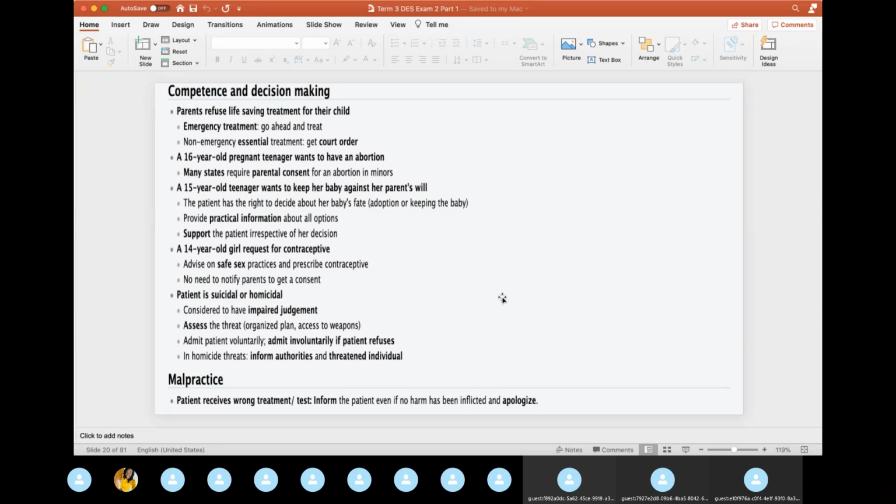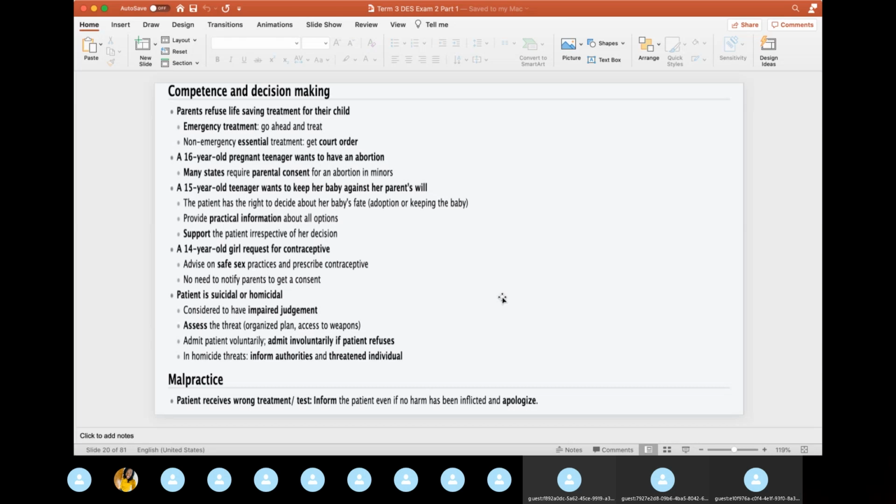A 14-year-old came in and she requests contraceptives. What are you going to do as a physician? A minor came in and he or she requests contraceptives. What are you going to do? You give them the contraceptives. Exactly. And what else?